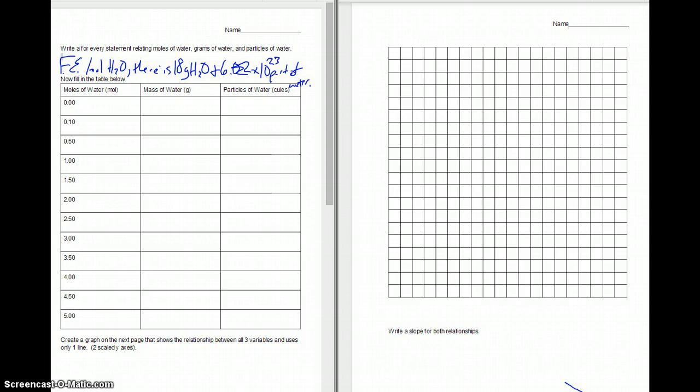Okay, where did I get the 18 from? Well, H2O has 2 H's and 1 O, and 2 times 1 gram per mole, plus 1 times 16 grams per mole, is equal to 18 grams per mole. Okay, and so I can fill that in right over here. So this will be 18, and this will be 6 times 10 to the 23rd.